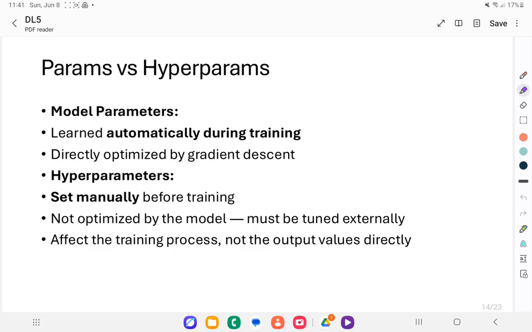Now, the hyperparameters, on the other hand, are decisions you make about the training process itself. They're not learned. They must be set manually, and they control how the training proceeds. We've seen some examples before. These include the learning rate, the number of hidden units, the dropout rate, and so on. You can think of them as the settings of the training model.